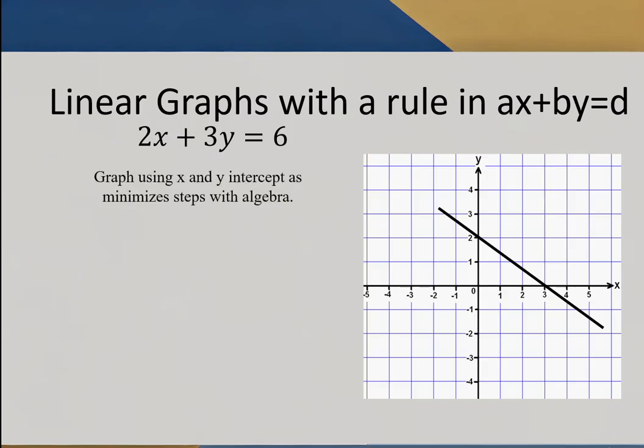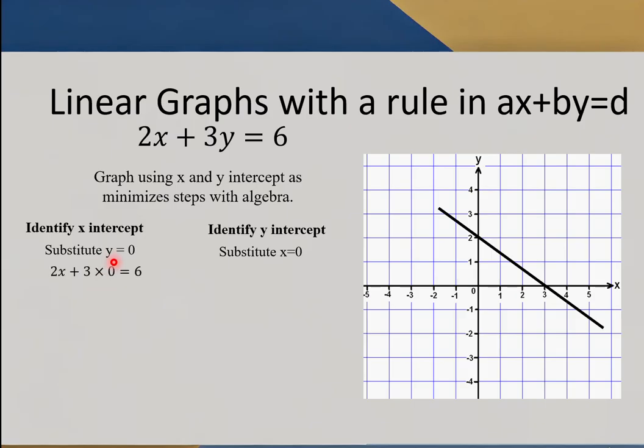So linear graphs with a rule in ax plus by equals c, for example, 2x plus 3y equals 6. It's easier to graph using the x and y intercepts because you don't need to move anything around. As soon as you've made x 0, it cancels this term out and it leaves you with just 3y equals 6. Likewise, the opposite way, if I make y 0, it just leaves me that equation 2x equals 6. That's what we're going to be doing here.